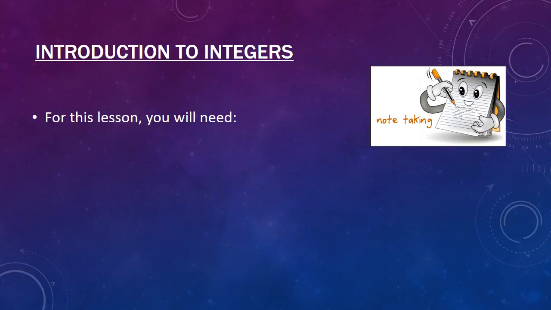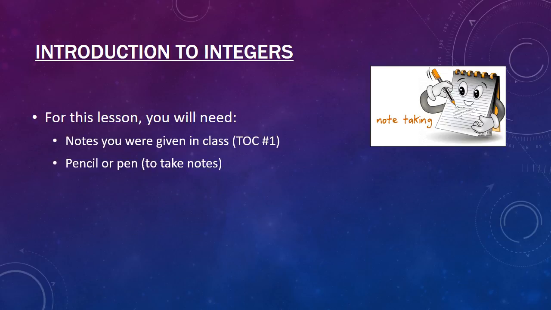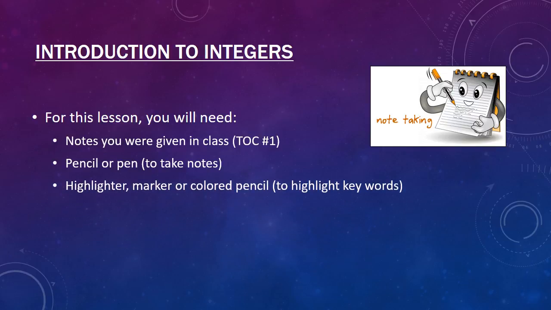For this lesson, make sure that you have the notes you were given in class. This should be in your notes section and labeled TOC number 1. You will also need a pencil or pen to take notes and a highlighter, marker, or colored pencil, anything that you have that's colored so that you can highlight keywords as we go through the lesson.